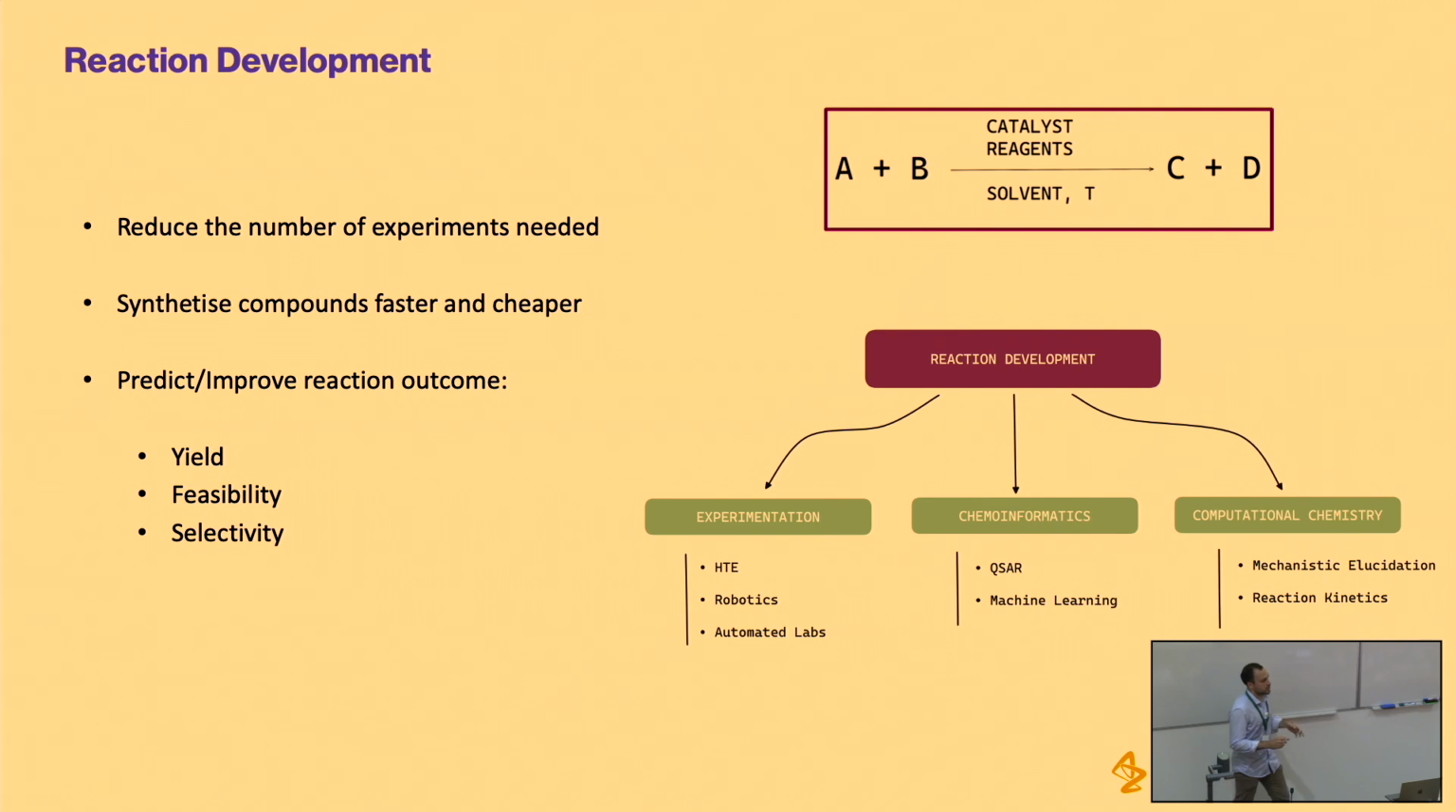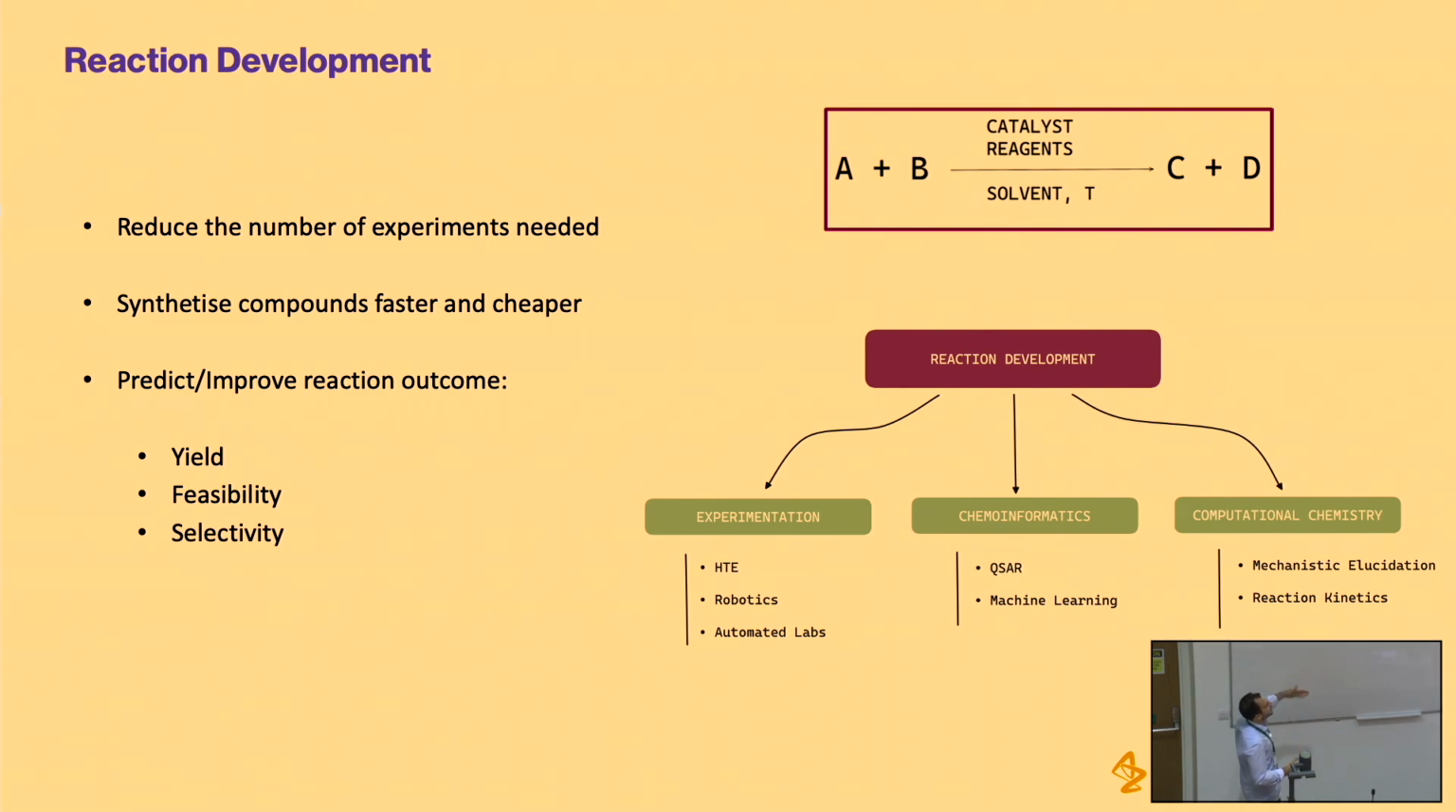So I created this very approximate scheme of what could be considered some of the areas that engage in reaction development. And as you can see, there are very different topics. So we have experimentation and all the techniques that have been developed, such as high throughput experimentation, robotics, automated labs. These help improve the scale of the reactions that we can do, and improve the consistency and the reproducibility of the reactions.